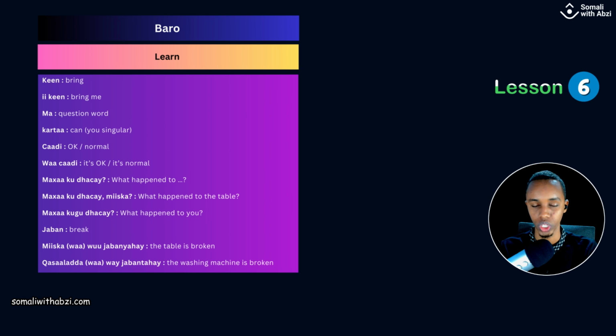So ma is for question word. It's not even a word. So sometimes we say ma and sometimes we say ma. We're going to explain that later. So ma is only a question word. It's not even making any meaning. The next is karta. Karta is can you when you're asking a question. So we're going to learn when we're going to say I can.